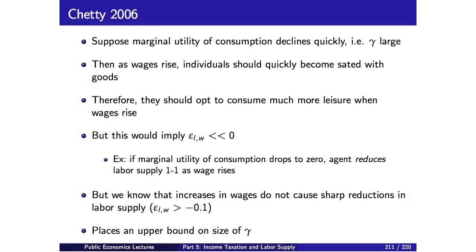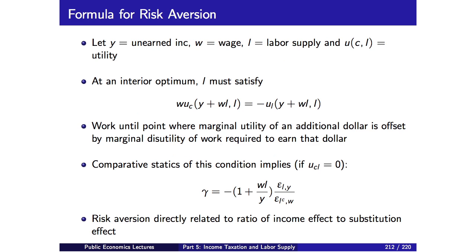So that places an upper bound on the size of gamma, as you can see based on this logic. Because if the utility function were really curved, I would see this elasticity being very negative. And so the fact that it's not that negative means that gamma can't be that large. That's basically the idea of the paper. So let's just see how it works mathematically.